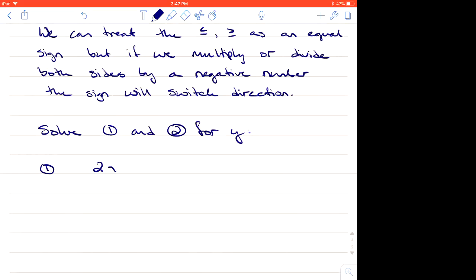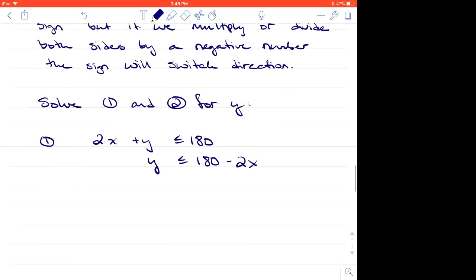Equation 1 was 2x plus y is less than or equal to 180. Solving for y on one side, I can just subtract 2x from both sides, so I get y is less than or equal to 180 minus 2x. We only switch the sign if we're multiplying or dividing by a negative. Great, so essentially we have y equals 180 minus 2x.